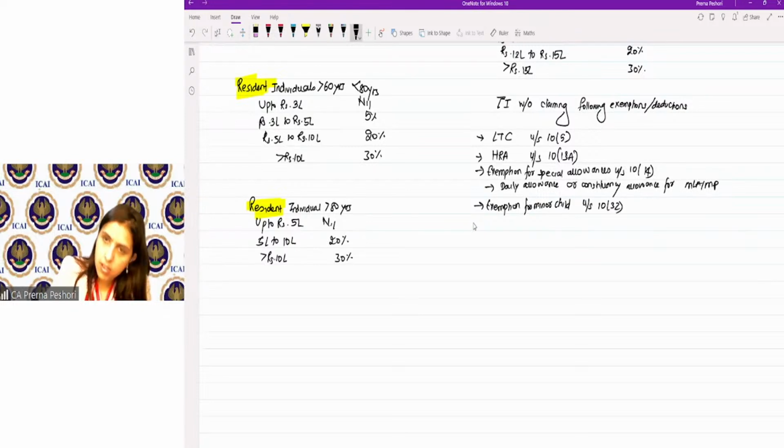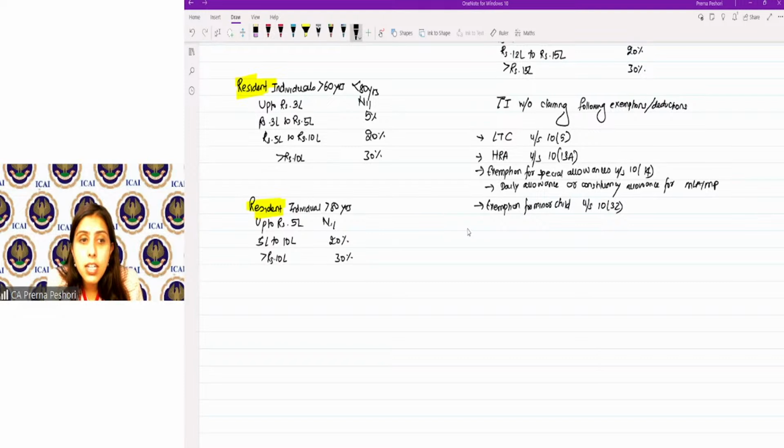Under section 10(32). What is the exemption for the minor children under 10(32)? What is it? Yes. Faster. You said you have completed the modules, right? You have studied this. What is 10(32)? For the minor children, you get the exemption when the particular income is there, right? Which income?